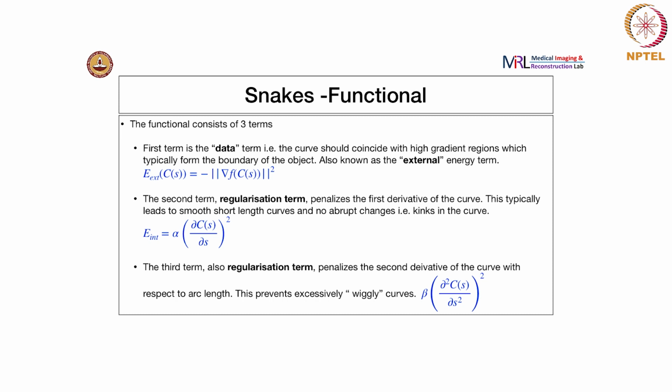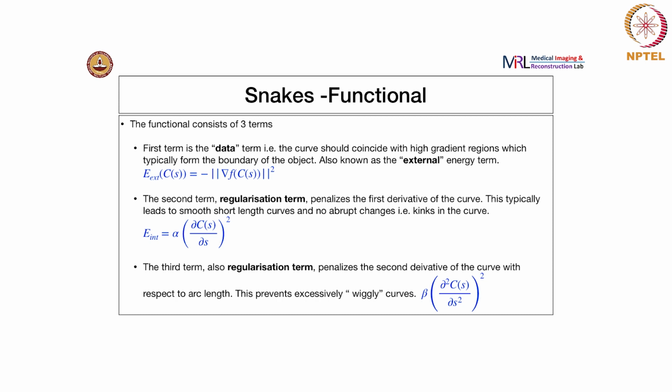The second term is the regularization term. It penalizes the first derivative, so this typically leads to smooth, short length curves, without kinks. So this is a curve shortening term. It will just collapse the curve into a point if there is nothing stopping it. The third term, also a regularization term, penalizes the second derivative of the curve with respect to arc length. I say with respect to arc length, but it's basically some parameterization. This prevents excessively wiggly curves. That's what we want.